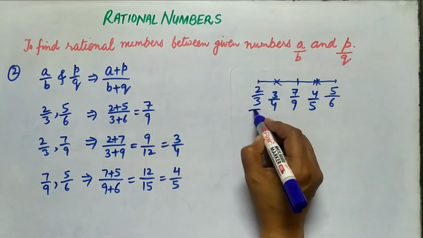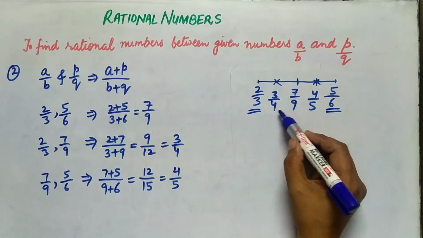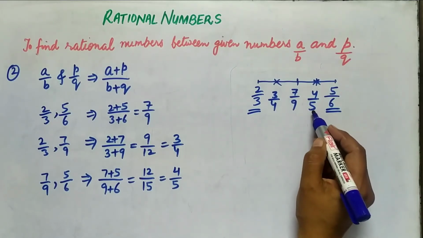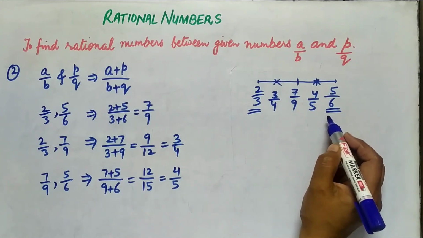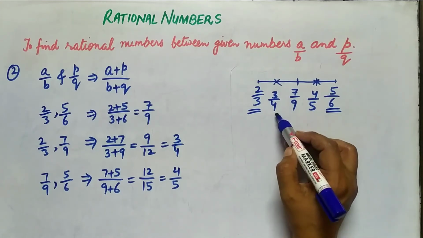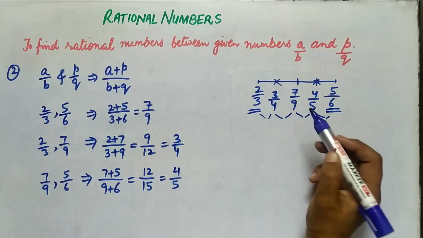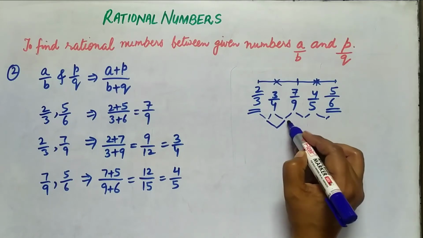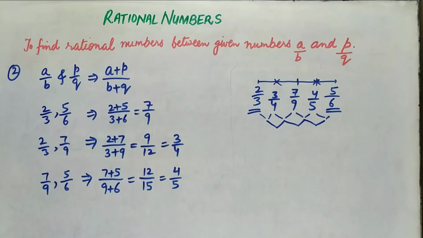So we have found three numbers, 3 by 4, 7 by 9, 4 by 5, which lie between these two given numbers. And same way we can find a number here, here, here also, anywhere, like this. This method is addition method to find the rational numbers between two given rational numbers.